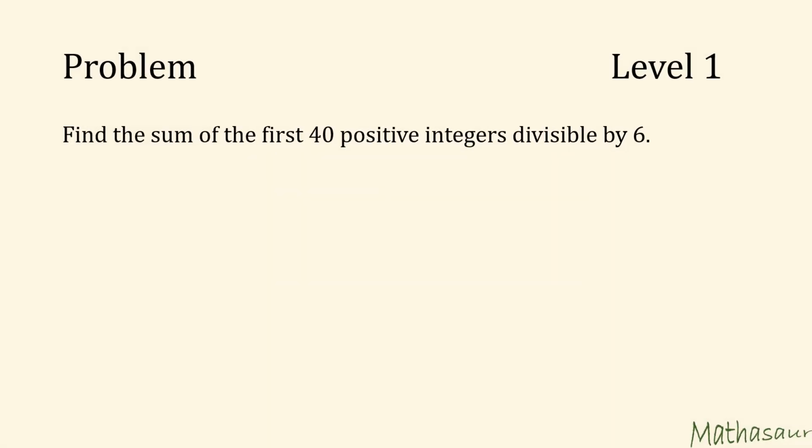Let us look at a few problems. Find the sum of the first 40 positive integers divisible by 6. Now we are looking at the first 40 positive integers, so n is equal to 40.